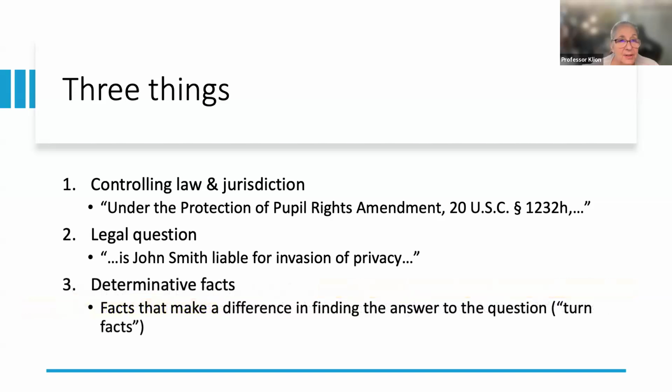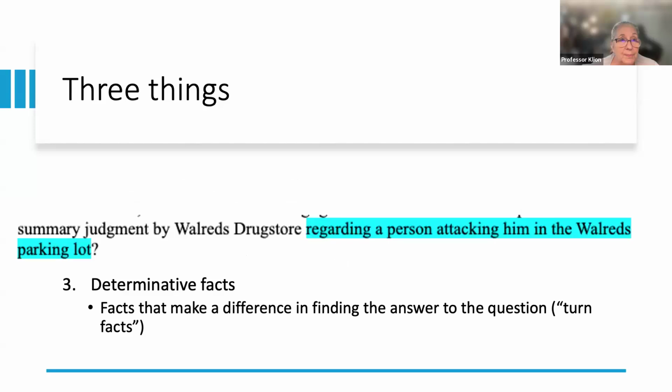And finally, determinative facts. Remember, you don't need to give me all of the facts, but you need to give the facts that make a difference in the answer to the question that you were just asked. So, regarding a person attacking him in the Walridge parking lot: it is not clear to a reader that knows nothing about this case why a person attacking in a Walridge parking lot has anything to do with the question, and it doesn't give them enough information to be able to understand the answer.